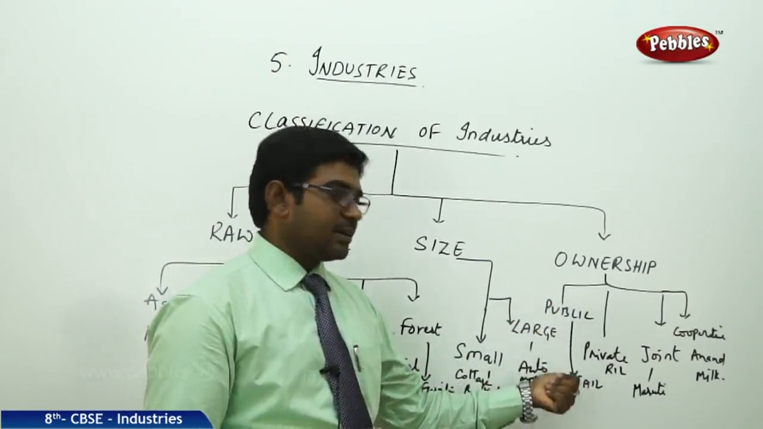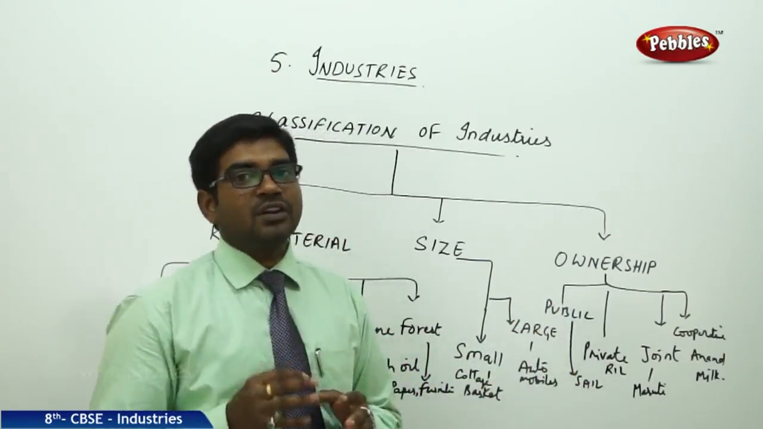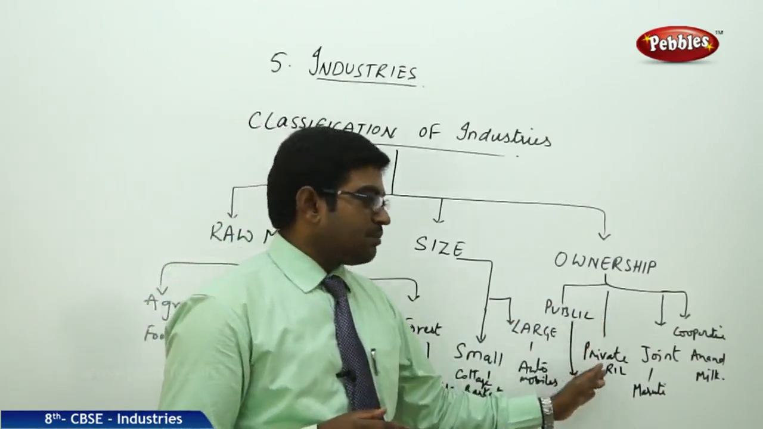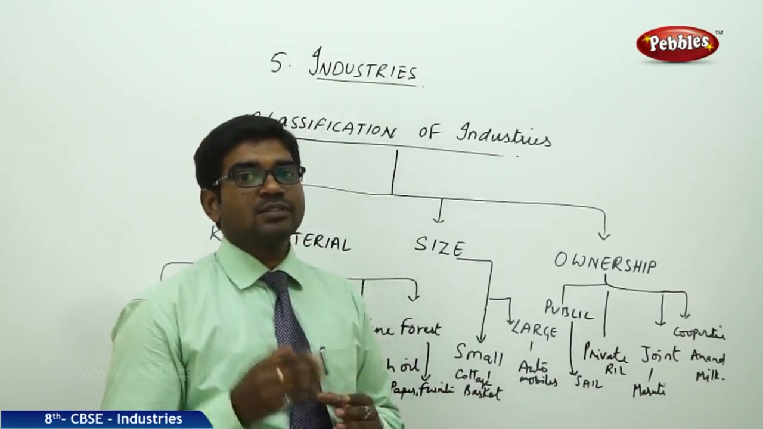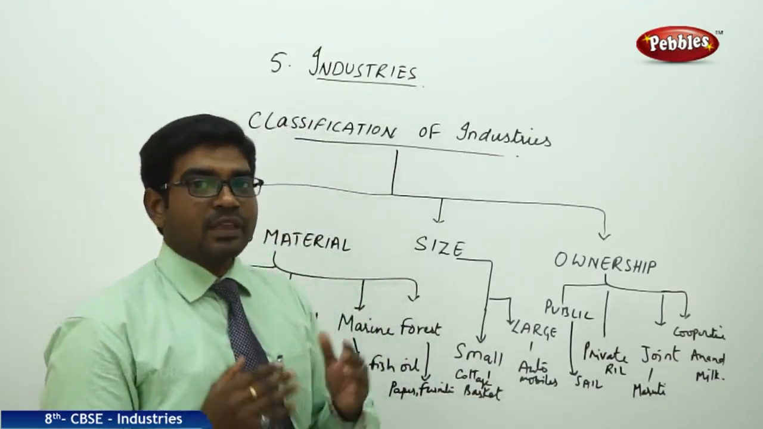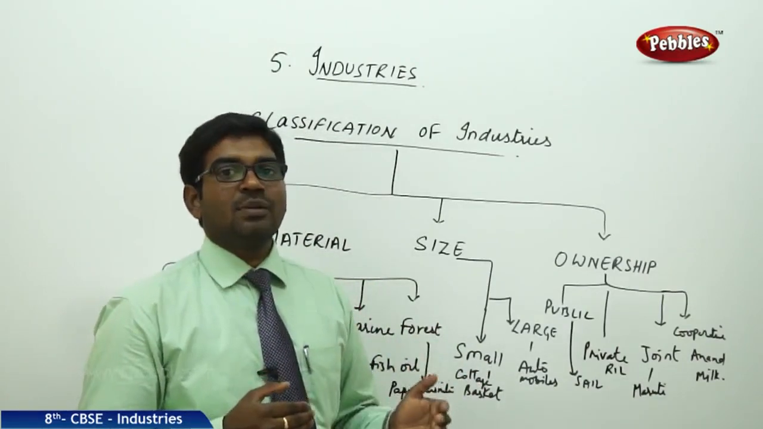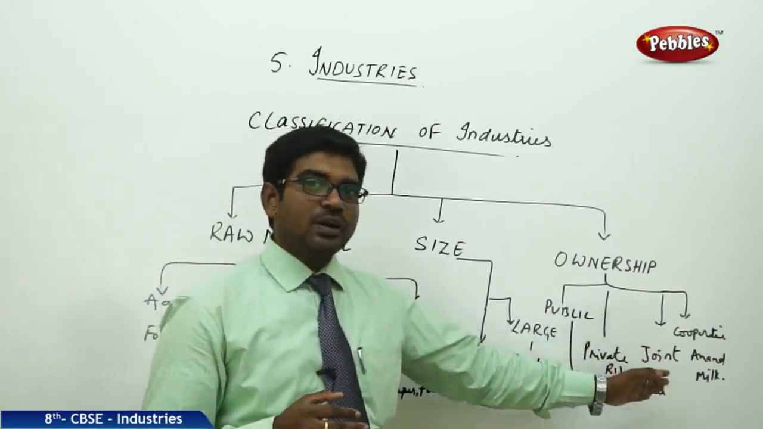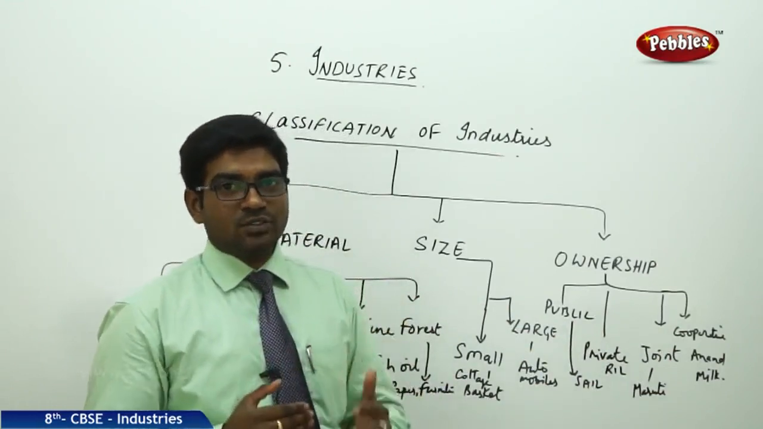One is public. If the government owns the industries, that kind of industries are known as public industries. If private individuals are running the industry, then it is known as private industry. Examples are Reliance Industries and Tata Industries, which come under private industries. Moving to the third one, joint stock companies or joint industries.